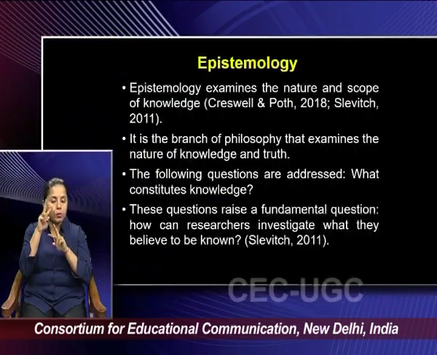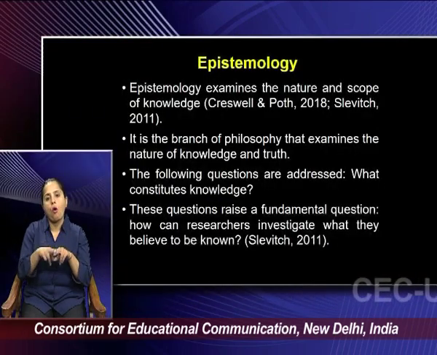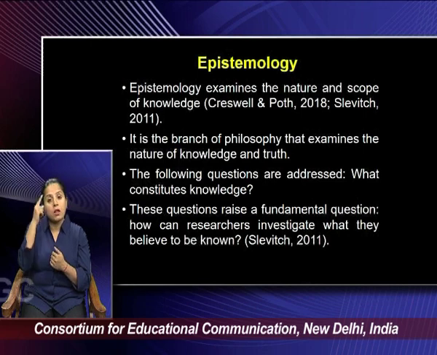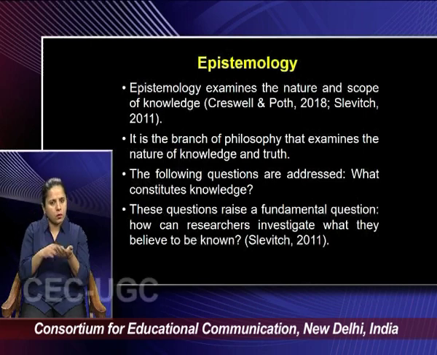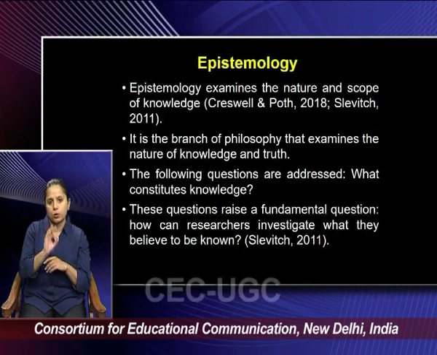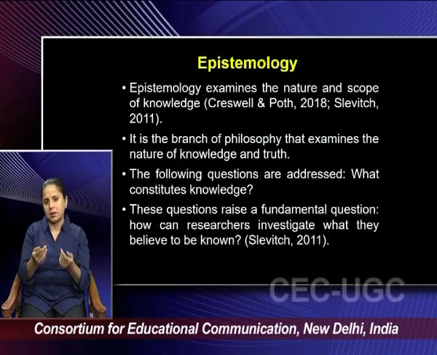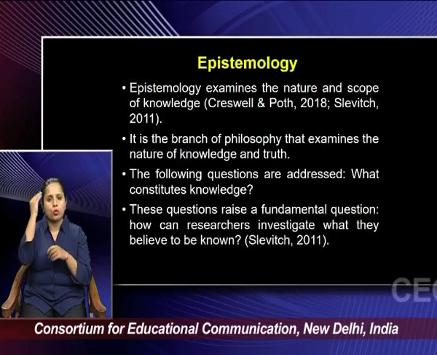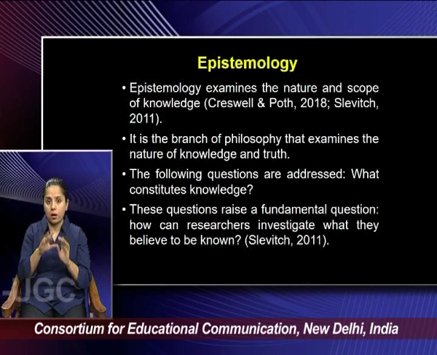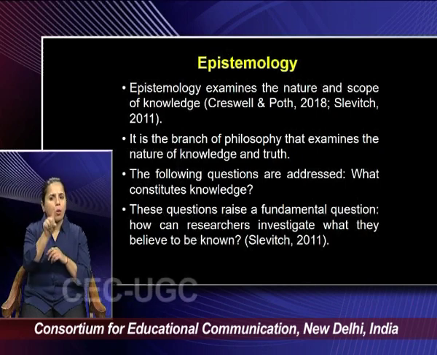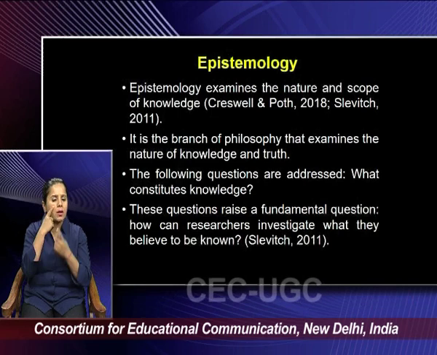The next basis of difference is epistemology, and from our previous sessions we have studied that epistemology examines the nature and scope of knowledge. It is that branch of philosophy which examines the nature of knowledge and truth. So, the following questions are addressed here. What constitutes knowledge? These questions raise a fundamental question: how can researchers investigate what they believe to be known?